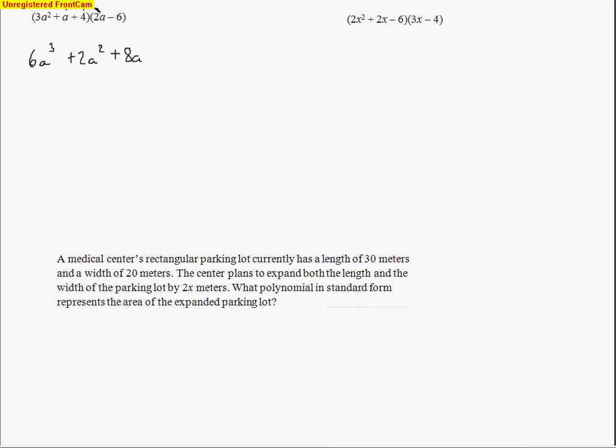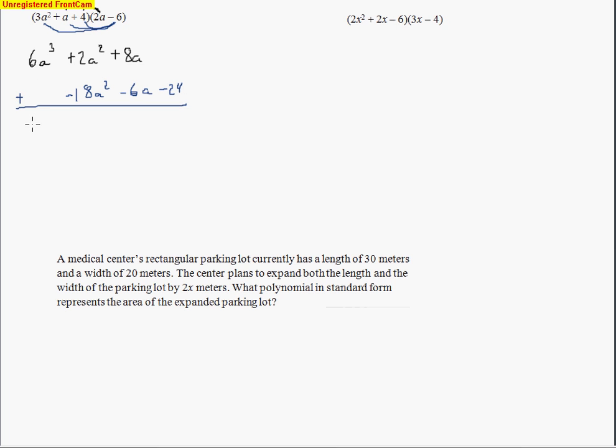And so then I move over to the next term, and so I've got negative 6 by each of these terms. So I'll start here. Negative 6 times 3a squared gives me a negative 18a squared. Negative 6 by a makes a negative 6a. Negative 6 times 4 makes a negative 24. So I'm adding these together.